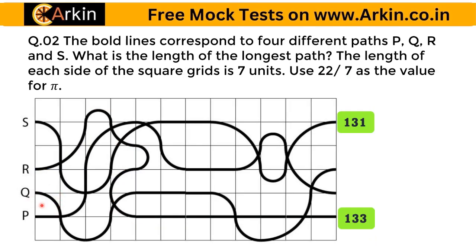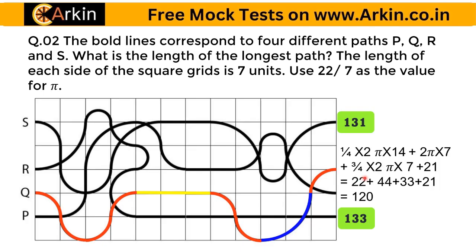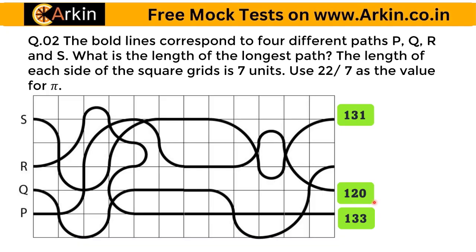In path Q, if we see, this will make a full circle, 1, 2, 3, 4, so a full circle and 3/4 of a circle, and then this quarter circle and these 3 straight lines. So if I write it here, 1/4 of a circle, I'm talking about this curve, then one full circle, this one, and then 3/4 of a circle, this one, and 7, 7, 7, 21. If I calculate it, it will be 120. So this is 120.